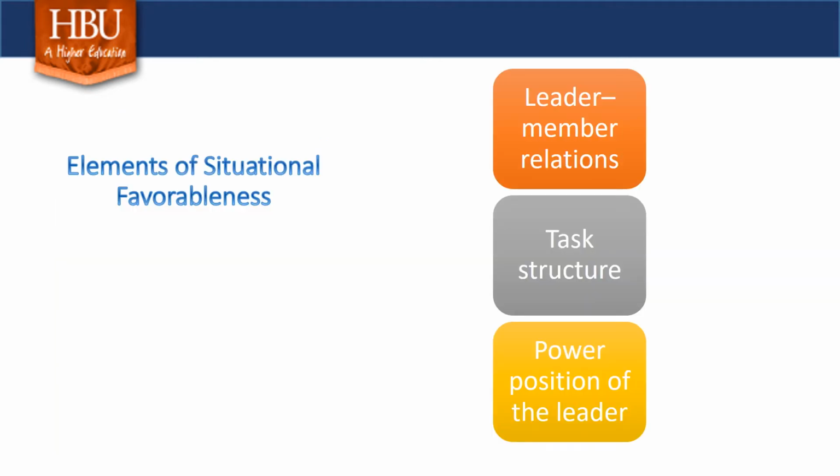One of the components of our contingency model of leadership effectiveness was situational favorableness. Here are the 3 elements of our situational favorableness: leader-member relations, task structure, and power position of the leader. Recall that situational favorableness reflects the degree to which the situation permits or facilitates the exercise of influence by our leader. Leader-member relations then refer to the degree to which the members like and respect our leader.